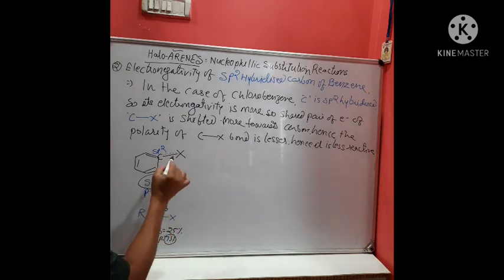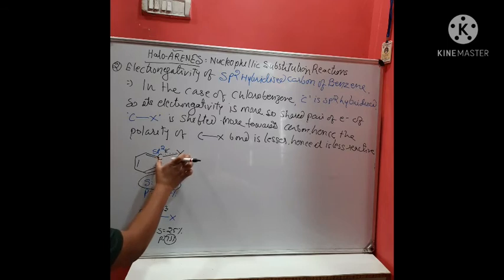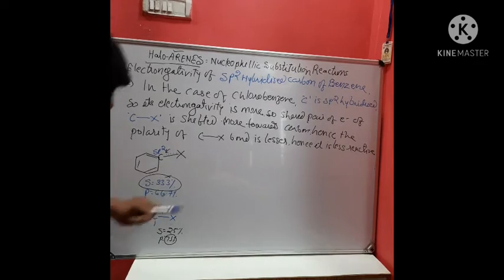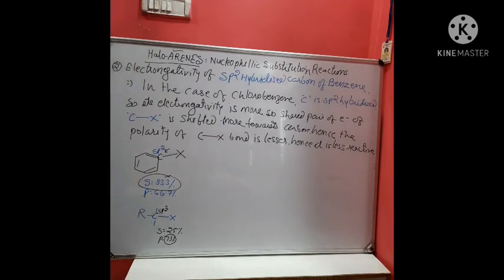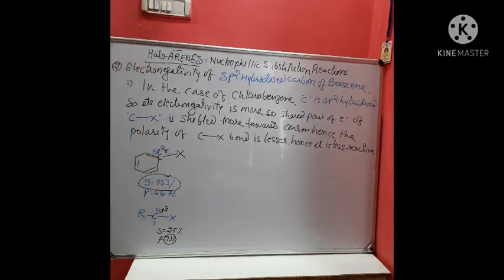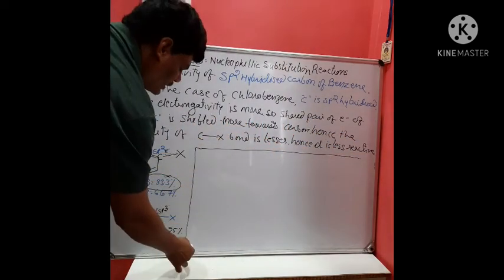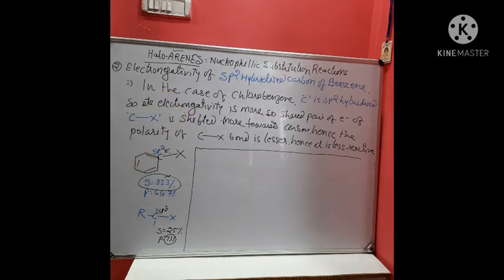Therefore, the tendency of attracting shared pair of electrons is more, and if it attracts more electron density towards itself, then the polarity will decrease. Although this is polar and this is also polar, it is lesser polar as compared to the carbon-halogen bond of haloalkane. Therefore, to break the bond requires more energy. Now student, these become the two reasons. Can you search some more reasons? This will become your homework, isn't it?